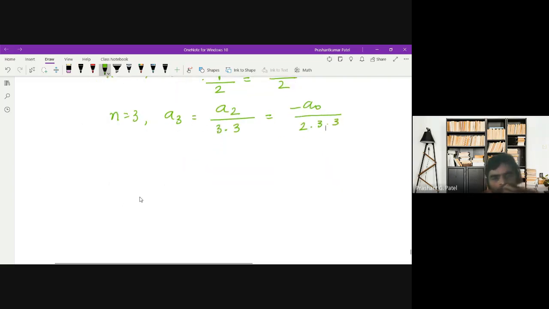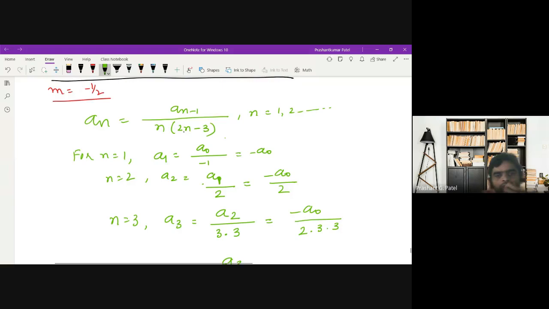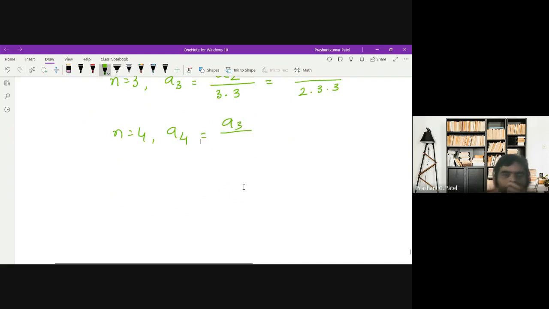Now n equal to 4. If I substitute, a4 is a3 upon 4 into 2 4s are 8, 8 minus 3 is 5. So it is 4 into 5. And that will be minus a0 upon 5 into 4, because 2 into 3 into 3 we have to write down. So it is 5 into 3 into 3 into 2 into 3 that we have, just rewriting the same quantity in this manner.